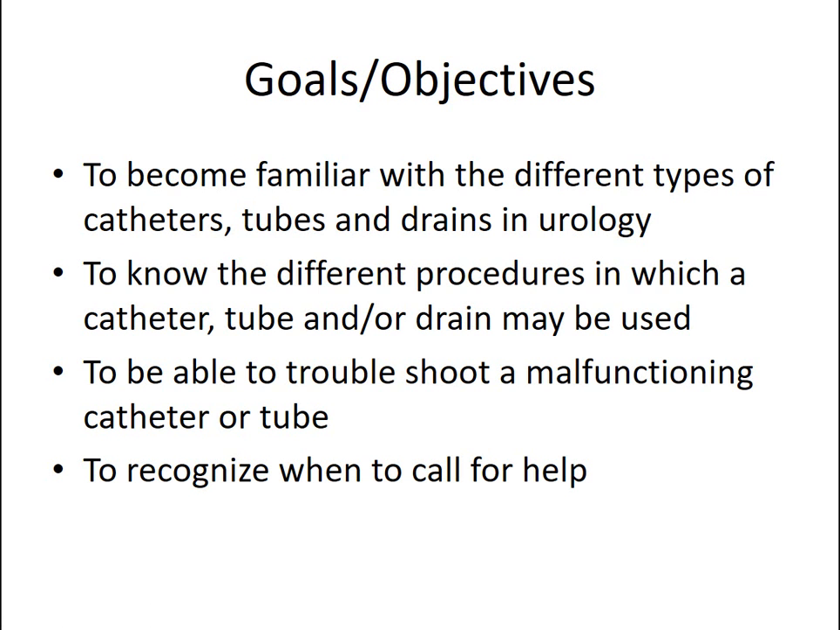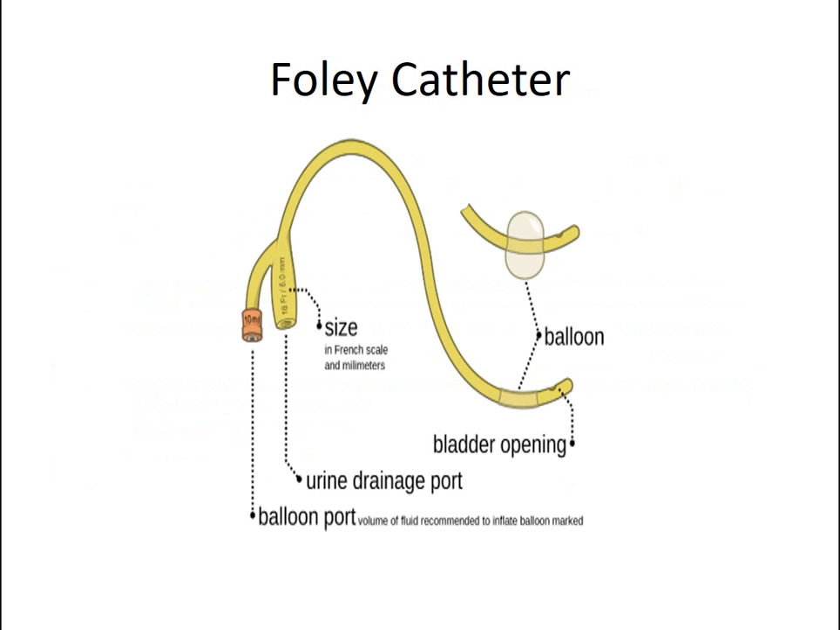So what are the goals or objectives of this discussion? The first one, I think, is to be familiar with the different types of catheters, tubes, and drains that we use in urology. To understand some of the different procedures where we use these tubes. To be able to troubleshoot a malfunctioning catheter or tube. And lastly, to recognize when to call for help.